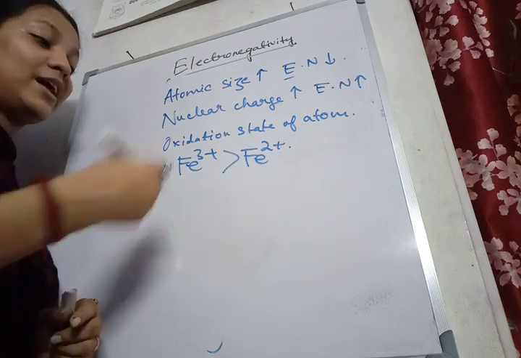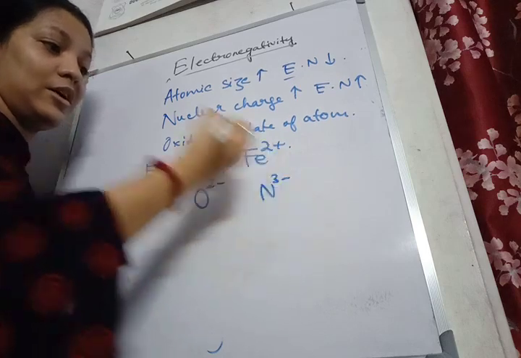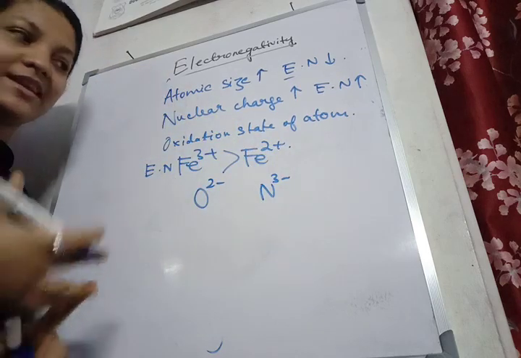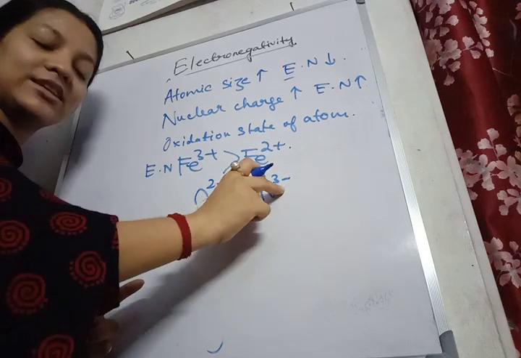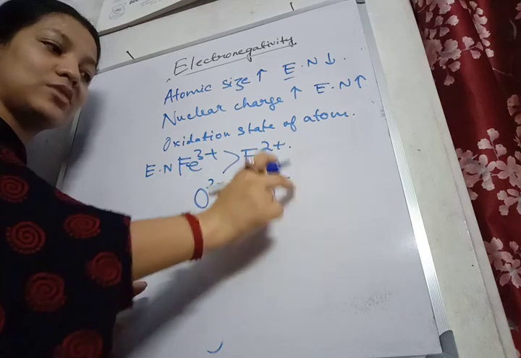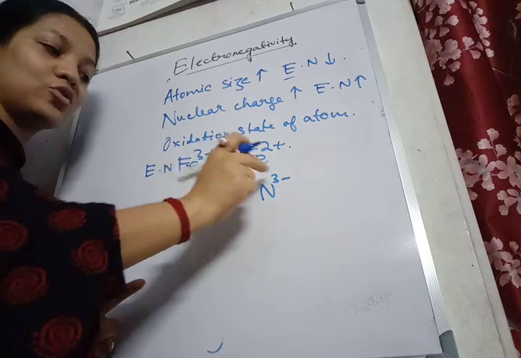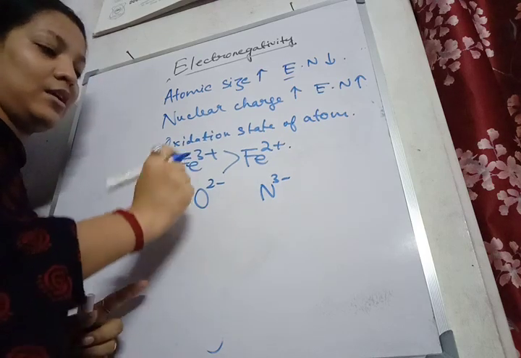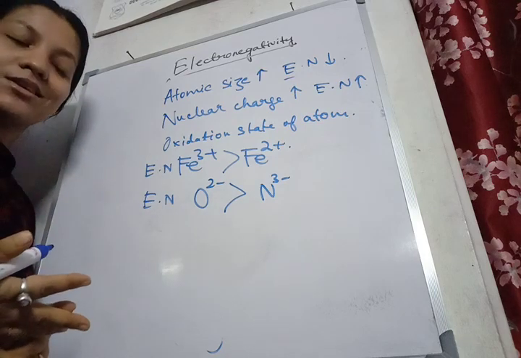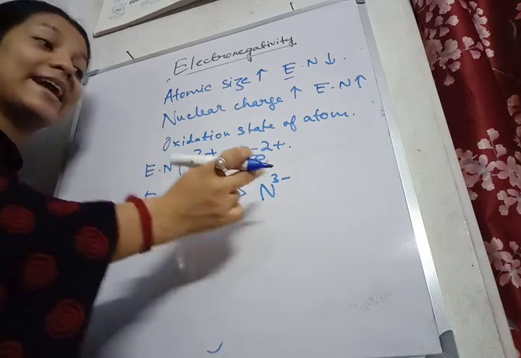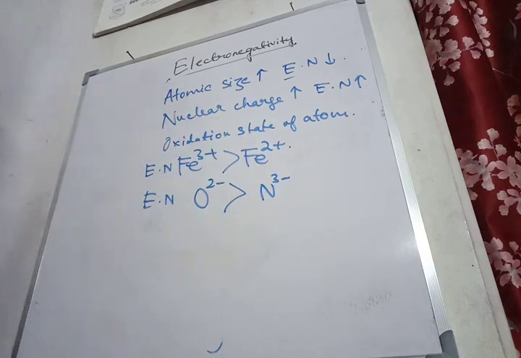Now if I compare negative oxidation states, suppose I compare O2- and N3-. If the negative oxidation state increases, in that case it is the reverse. The electron attracting power will decrease. N3- has more negative charge compared to O2-, so N3- will possess less electron attracting power than O2-. So the electronegativity order in these two cases will be O2- greater than N3-. As the positive oxidation state increases, electronegativity increases. As the negative oxidation state increases, electronegativity decreases. Right?